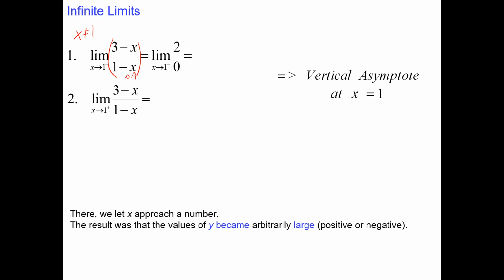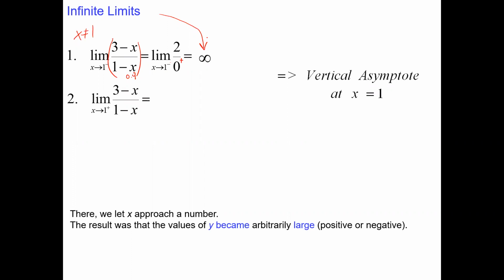We will get 1 minus 0.9. We will actually get a positive value, a small number, but positive 0. Of course, this is just the limit, it's not actual 0. And 2 over a small number is a big number. And that's the infinite limit. We know that we will have a vertical asymptote on the left-hand side.